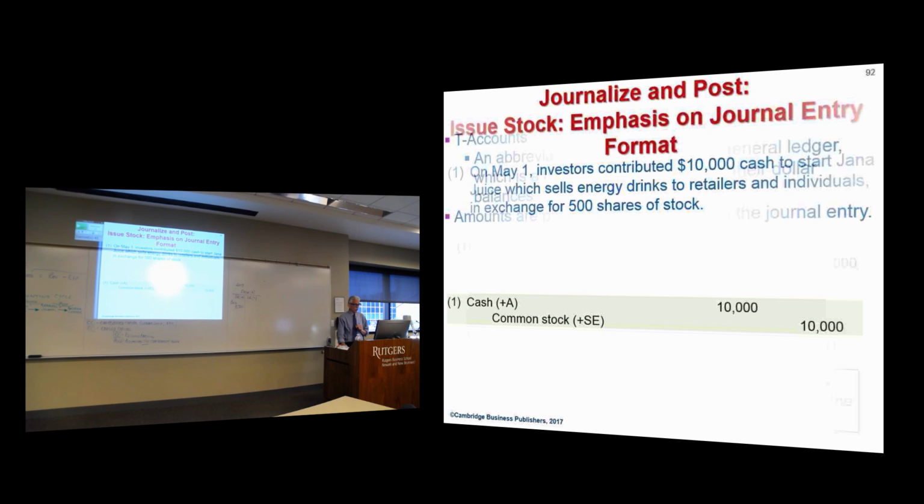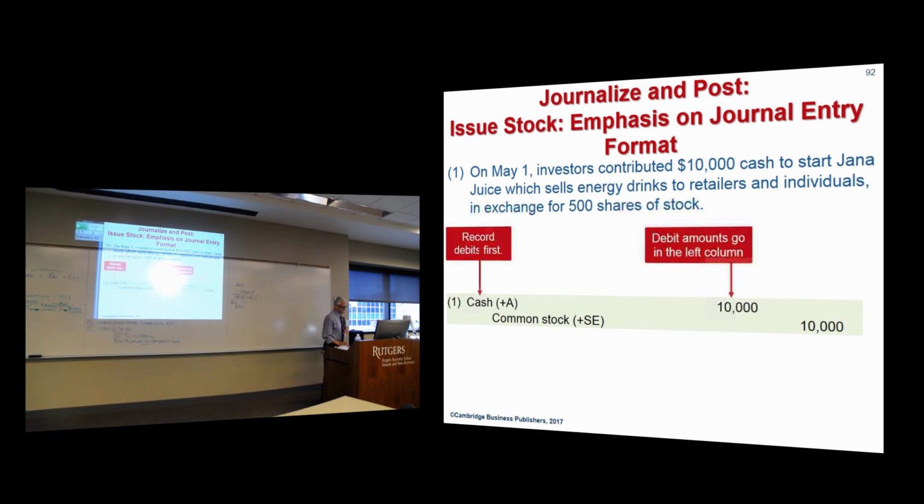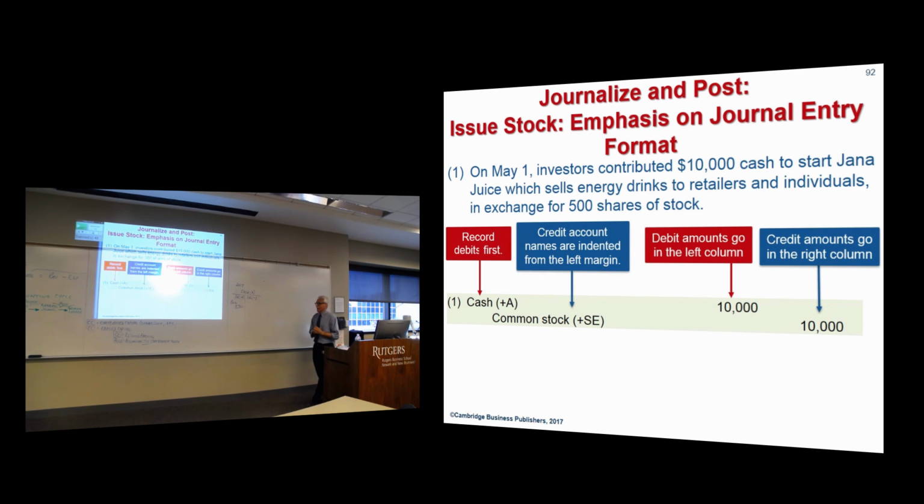But what I want you to notice is the format. So here's the journal entry. On May 1st, we have the stockholders contributing $10,000 in exchange for 500 shares of common stock. Notice a couple things about the format. Number one, you have to have debits recorded first, in the left column, and credits are indented, and the amount is to the right.